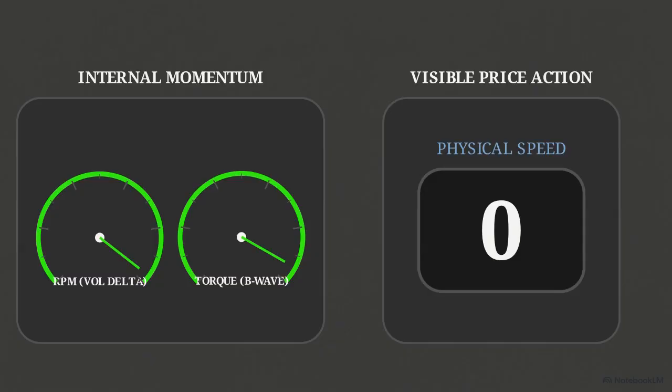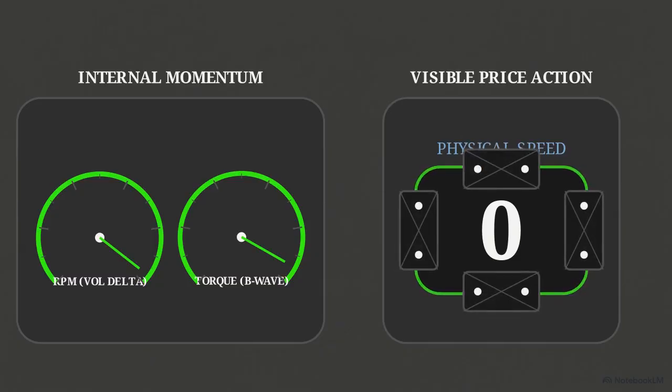Look at the physical speed metric. Because the vehicle is strapped tightly to the machine, the speed is pegged strictly at absolute zero. The energy is entirely contained within the rigid system.